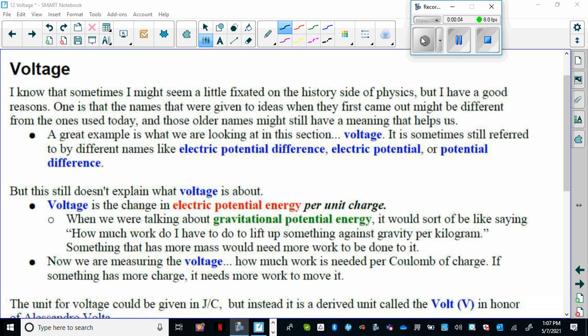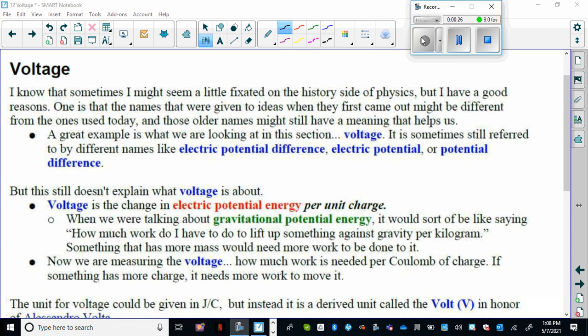Voltage. Mathematically, voltage is not a difficult concept. However, it's sometimes a conceptually ambiguous topic, and sometimes it's difficult to visualize what voltage is. So we'll go through this slowly. As I said, mathematically, it's not difficult, so you shouldn't struggle with the questions.